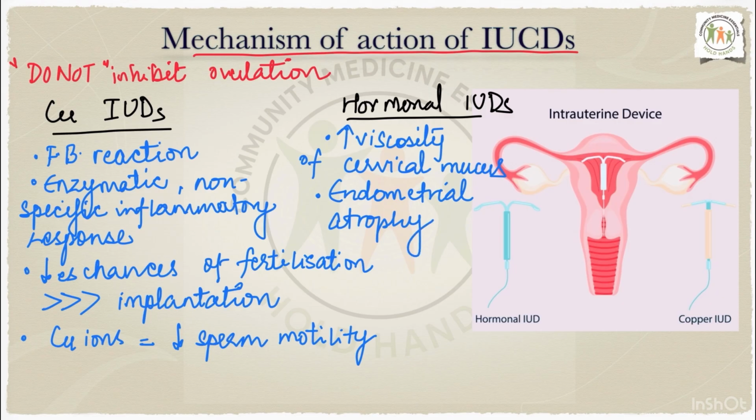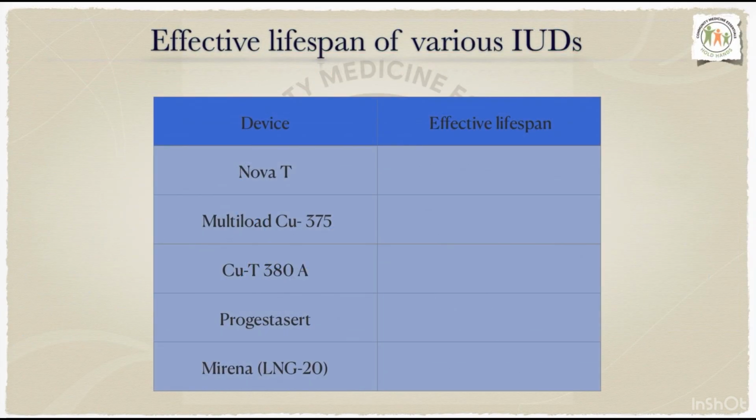So endometrium becomes thin and unfavorable for implantation. Take home messages: IUDs do not inhibit ovulation. Copper IUDs cause foreign body reaction, an enzymatic non-specific inflammatory response, and copper ions decrease sperm motility. Hormonal IUDs increase viscosity of cervical mucus and cause endometrial atrophy.